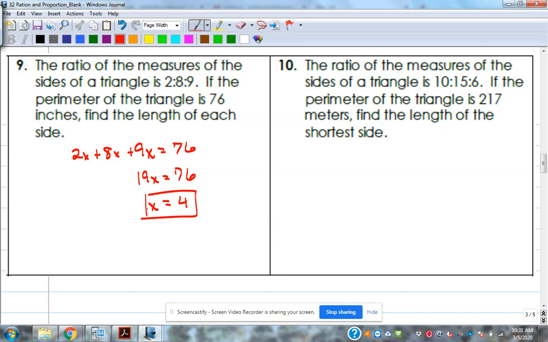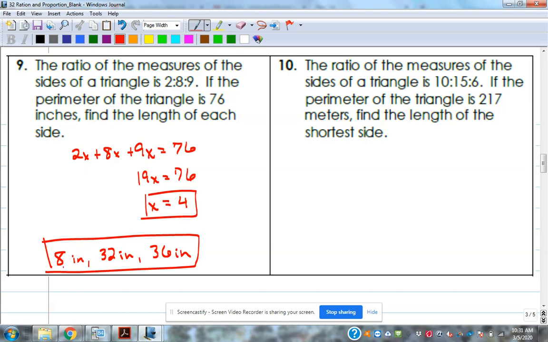So x is 4. And then we find the sides. So what are the lengths of the sides? 8 what? Inches. We had a dimension, so we're going to use the dimension in it. They told us it was inches. If they don't tell you what kind of unit you're dealing with, you don't have to write it. But if they tell you, you need to write it.